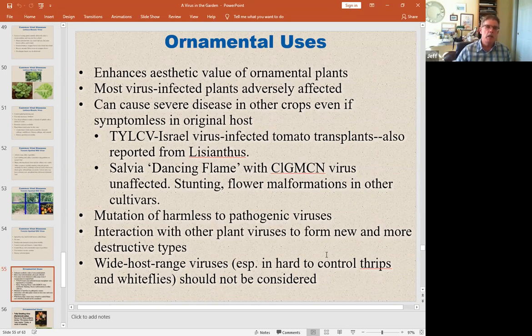Oh, and another wrinkle in the use of virus-infected ornamentals is the virus may be okay in the original plant, like this lettuce, tomato transplant infected with this virus, can go to Lisianthus and cause severe damage in Lisianthus. And the salvia dancing flame comes from the virus infection, this virus. If it's in other cultivars of salvia, other salvias, it may cause flower malformations and stunting.